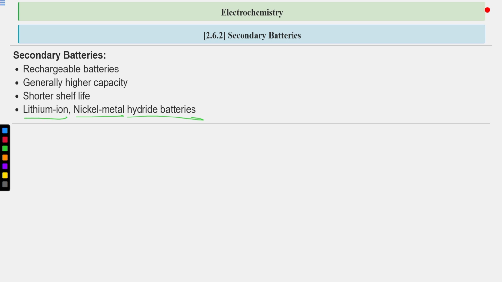The important thing is that it is rechargeable and can be reused again, while primary batteries cannot be. It generally has higher capacity, and it has a shorter lifespan because it can discharge very soon and then you have to recharge it again, so it has a shorter shelf life. The examples include nickel metal hydride batteries and lithium ion batteries.